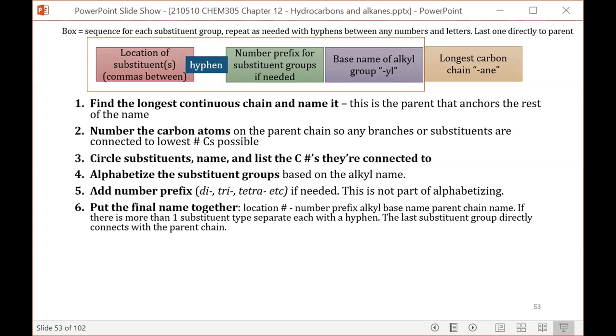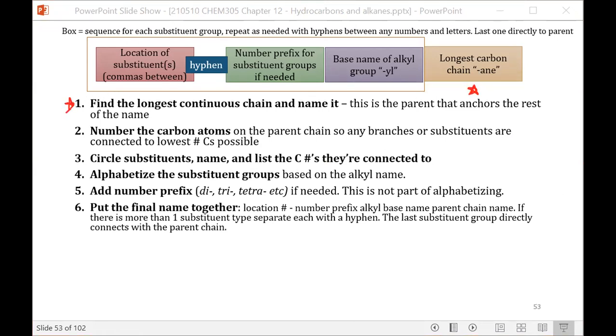So this is a summary of how to name. You find the longest continuous chain and you name it. This is the parent that anchors the rest of the name. It's going to come at the very end of the name. That's where the parent chain gets put, right here.